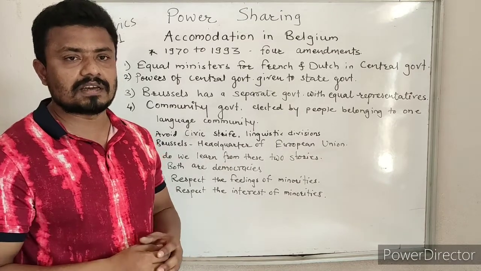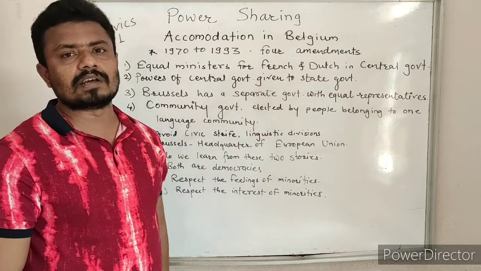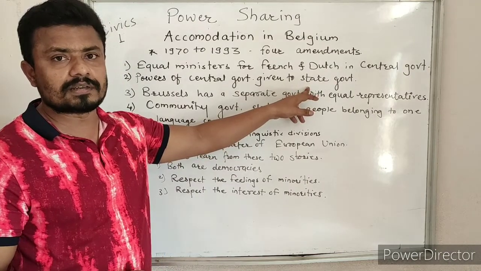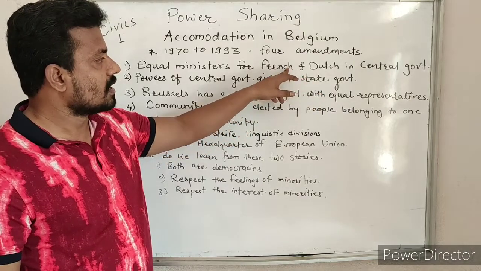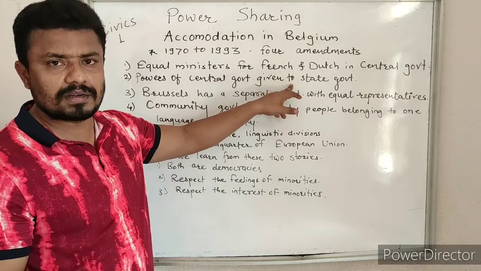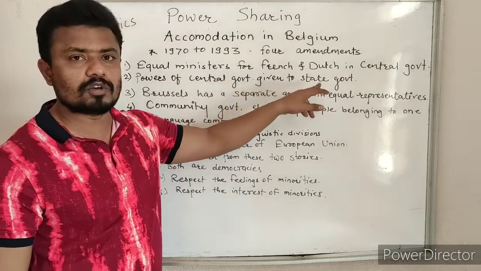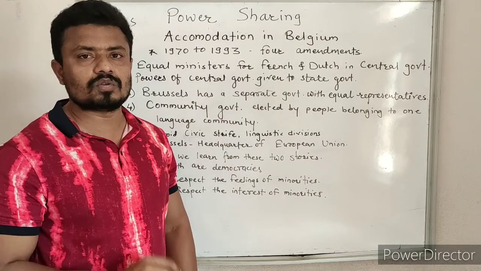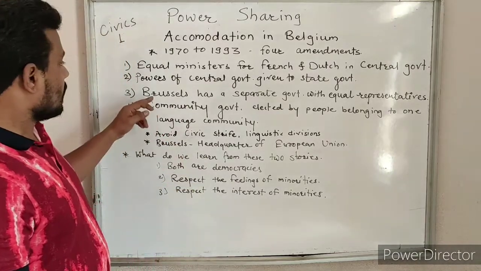So what we will say here is, state governments are not subordinate to the central government. They are getting powers from the central government, but they are not subordinate. They are independent to perform their duties. So the first change is equal ministers for both the communities, and the second amendment in their constitution is that some powers of the central government are given to the state government, and the state government is not subordinate to the central government. Now let us turn towards the third amendment.